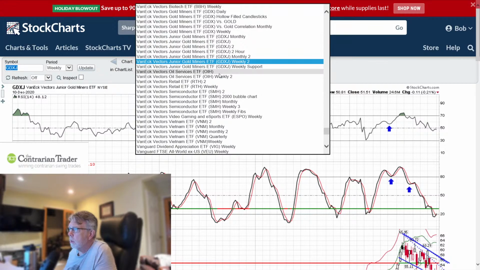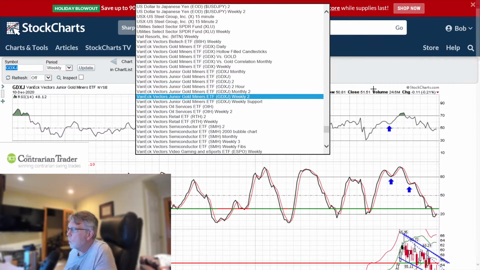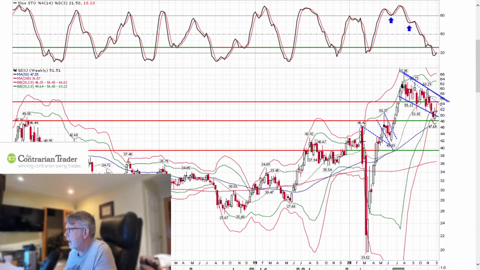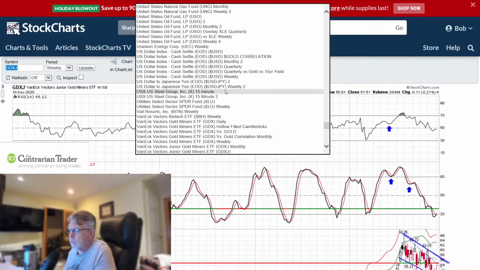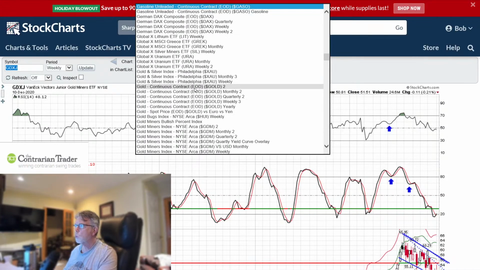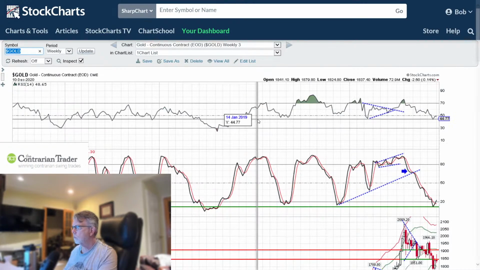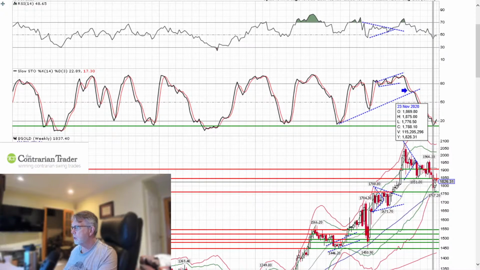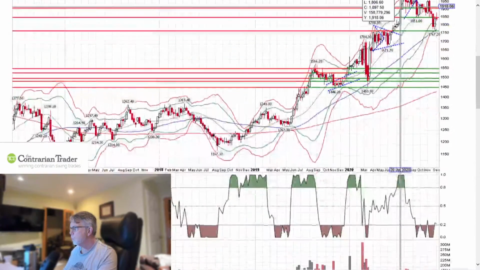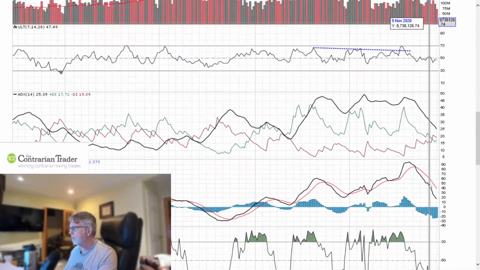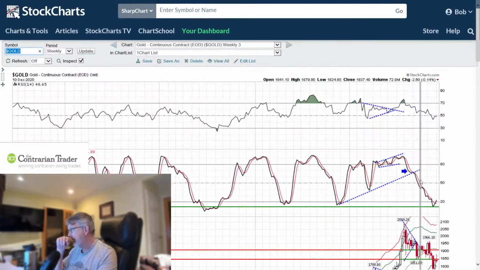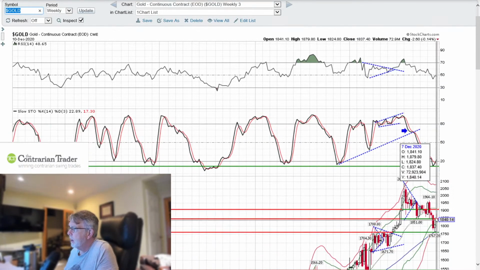Let's go to gold. First, let's check out GDXJ. Bearish reversal bar on the week. Okay, gold. Bearish reversal bar. Very light down volume. Not a good chart. I mean, not pretty.